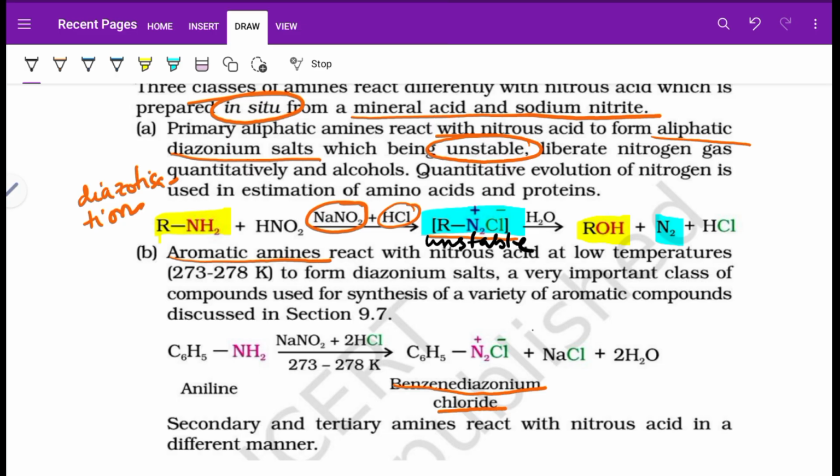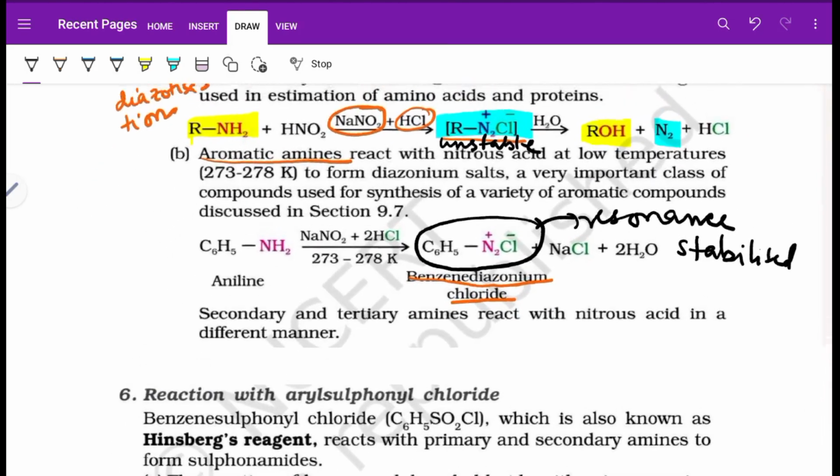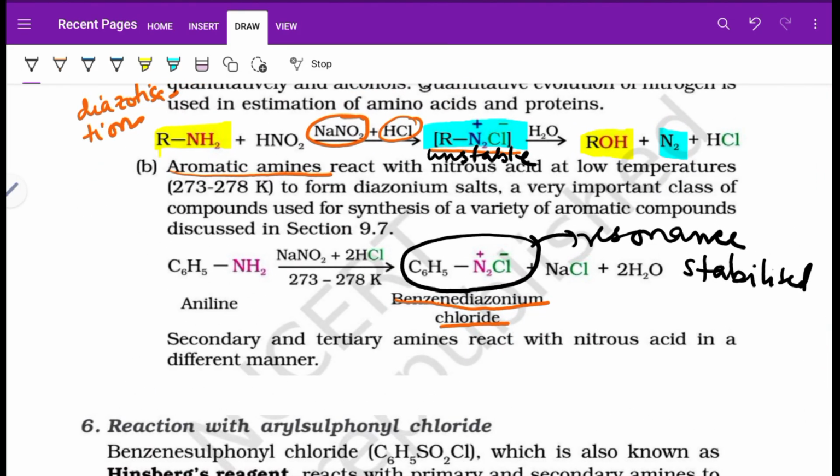Whereas the benzene diazonium chloride is resonance stabilized. On account of resonance, it has greater stability, and so it is an important intermediate for various organic synthesis. You can prepare a wide variety of organic compounds from this benzene diazonium chloride. It is an important intermediate.